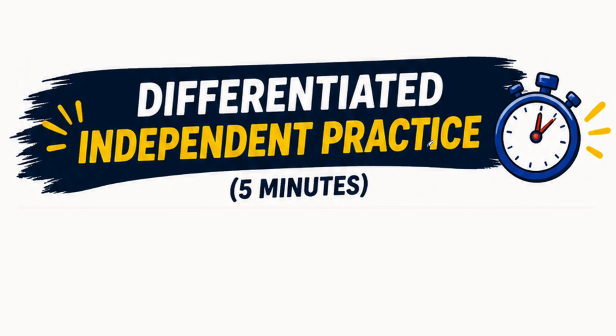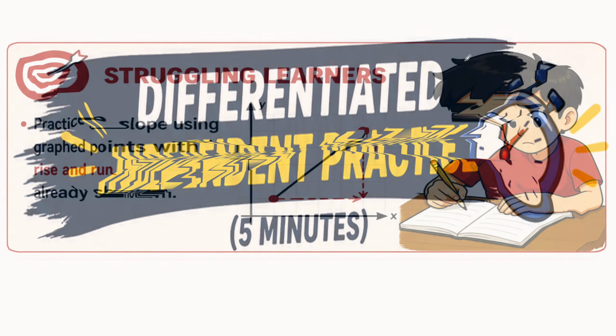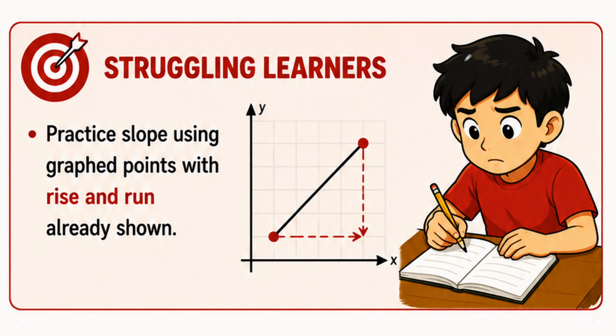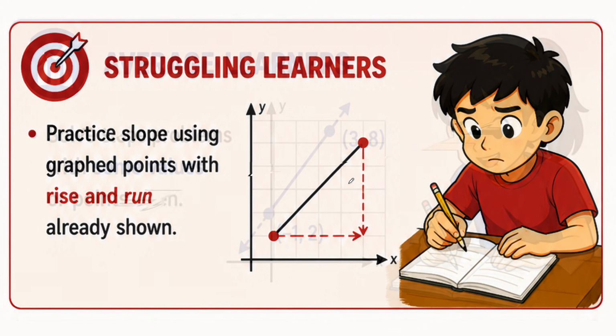Differentiated independent practice. This is for you, struggling learners. Kung sa tingin mo nalilito ka pa sa ating activity, you have to practice more. Practice slope using graph points with rise and run already shown. You have to find out the coordinate points here and here. Hanapin mo ang rise, hanapin mo ang run, at hanapin mo rin yung slope pagkatapos mahanap yung rise and run.